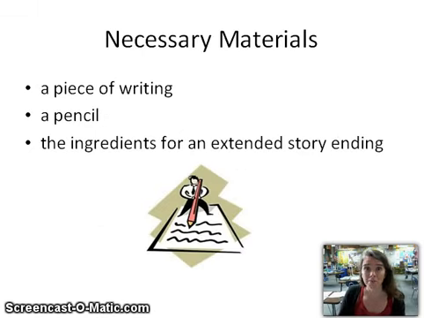So you need 3 basic materials. You need a piece of your own writing where you have a rough draft already done of a story that you're writing. You need a pencil, and you need the ingredients for an extended story ending, which you will find on the next page.